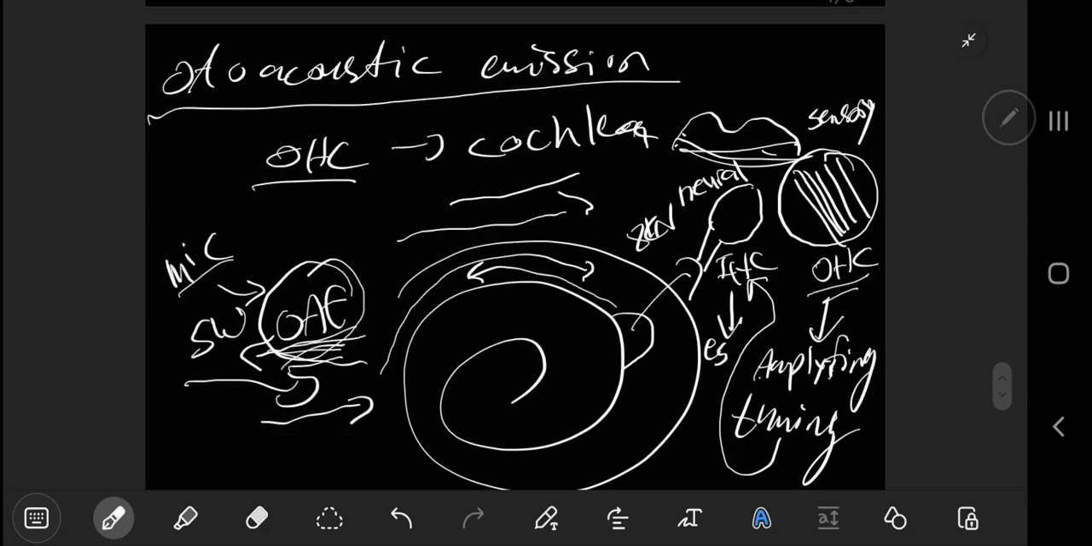This is about the otoacoustic emission test for evaluating the outer hair cells in the cochlea.